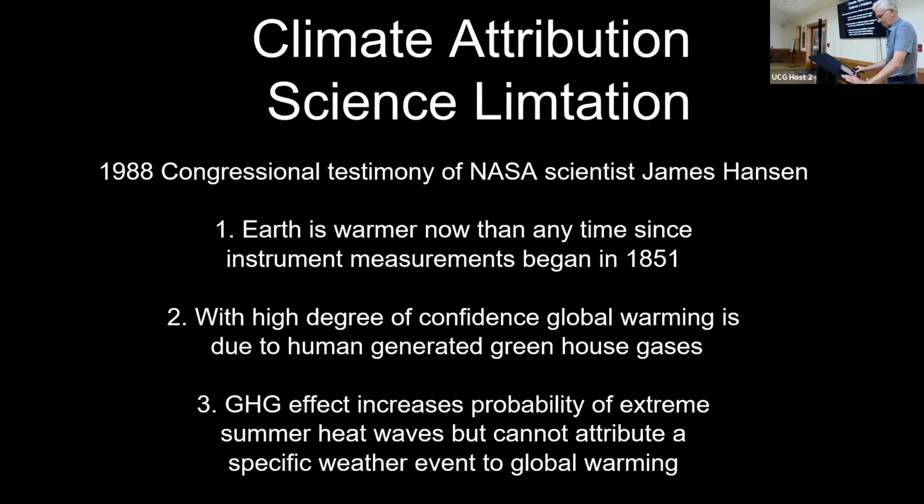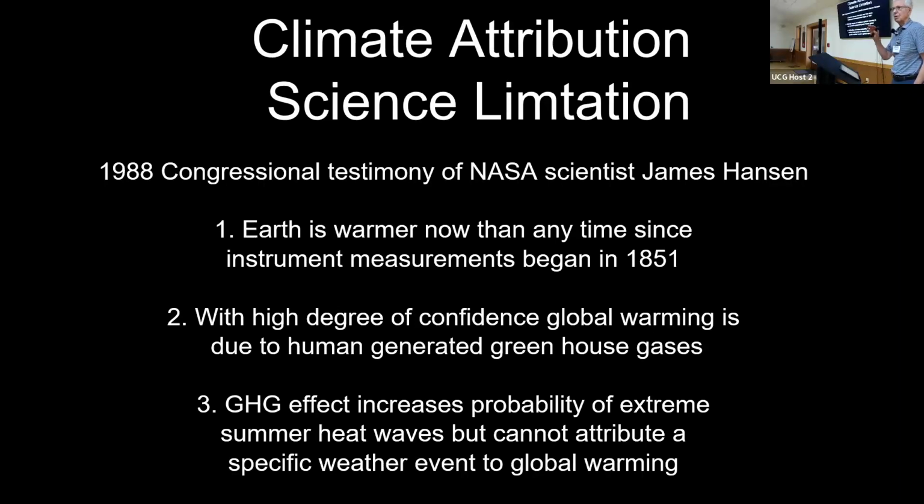And then let me turn now to 1988. A NASA scientist named James Hansen testified before Congress, and this is where the alarm bells really started ringing. He made 3 conclusions before this Senate Committee on Energy and Natural Resources. Number 1, Earth is warmer now than any time since instrument measurements began in 1851. Number 2, with a high degree of confidence, 99%, global warming is due to the human generation of greenhouse gases.